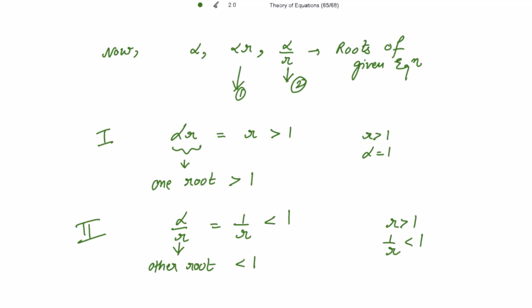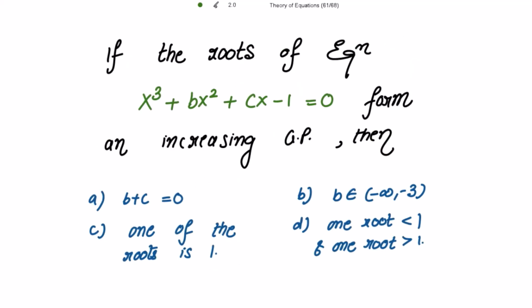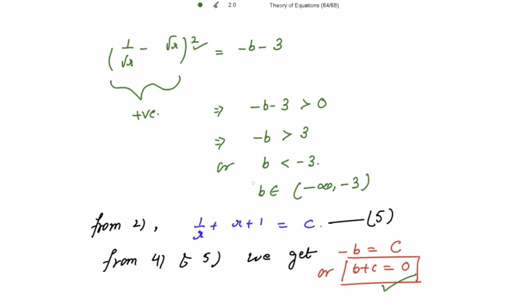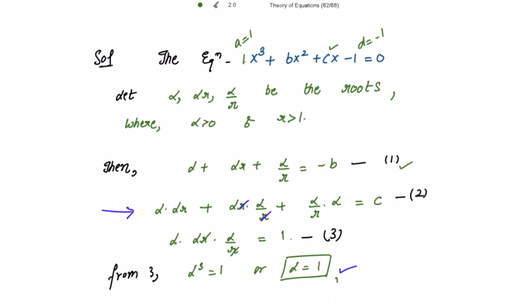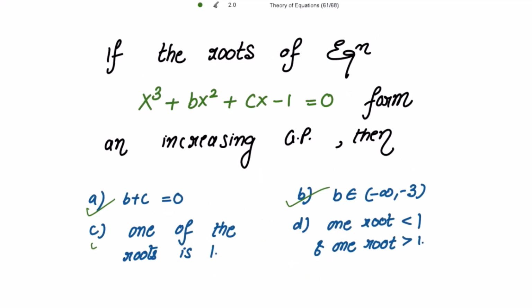Fine. Let's check our options now. Now the A option is b plus c equal to 0. Fine. So A option is correct. And then B option is b belonging to the open interval minus infinity to minus 3. And we have also got that b belongs to the open interval minus infinity to minus 3. So B option is also correct. And then one of the roots is 1, C option. We have already got that alpha is equal to 1. We have considered the three roots alpha, alpha r, alpha divided by r, and one of these roots, alpha, is 1, right? So C option is also correct.